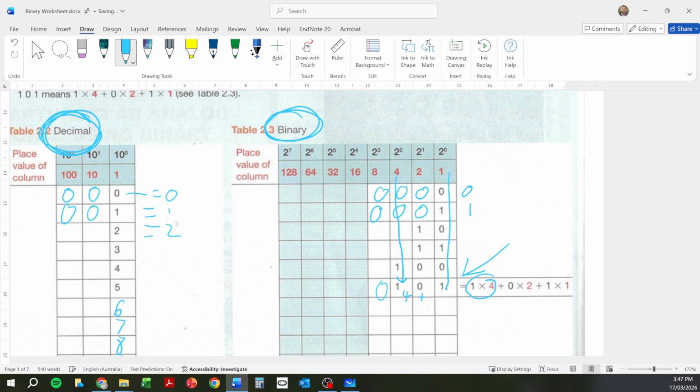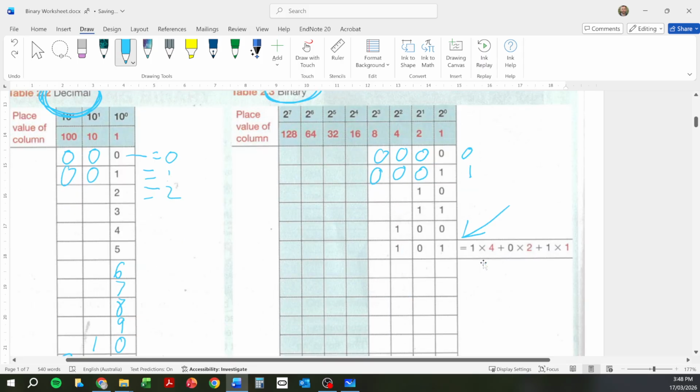1, 4. We've got 0 2s, because 0 2s. And then we've got 1, 1 equals 5. So it's just a different way of showing you how they're figuring it out. And then you have to go on like that throughout the whole table. These will all be zeros.